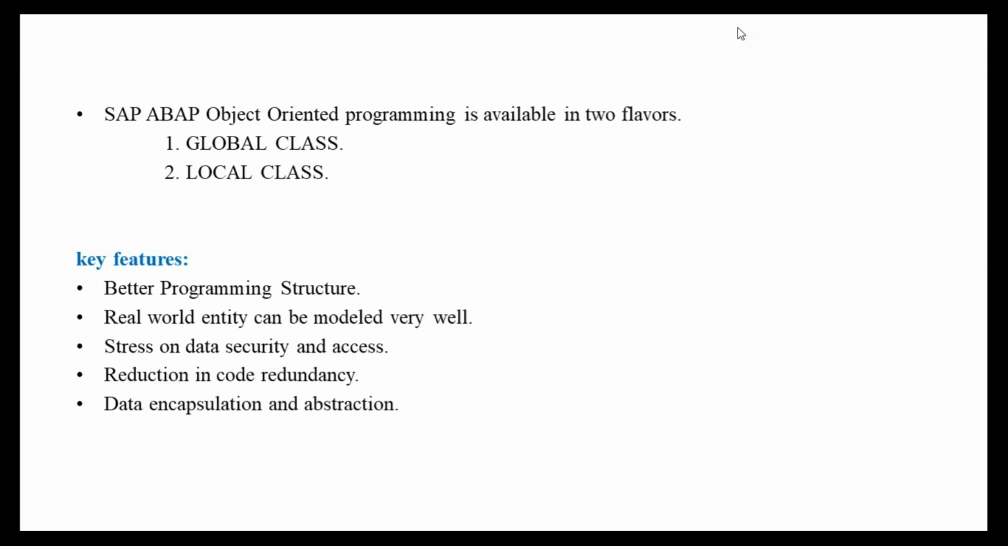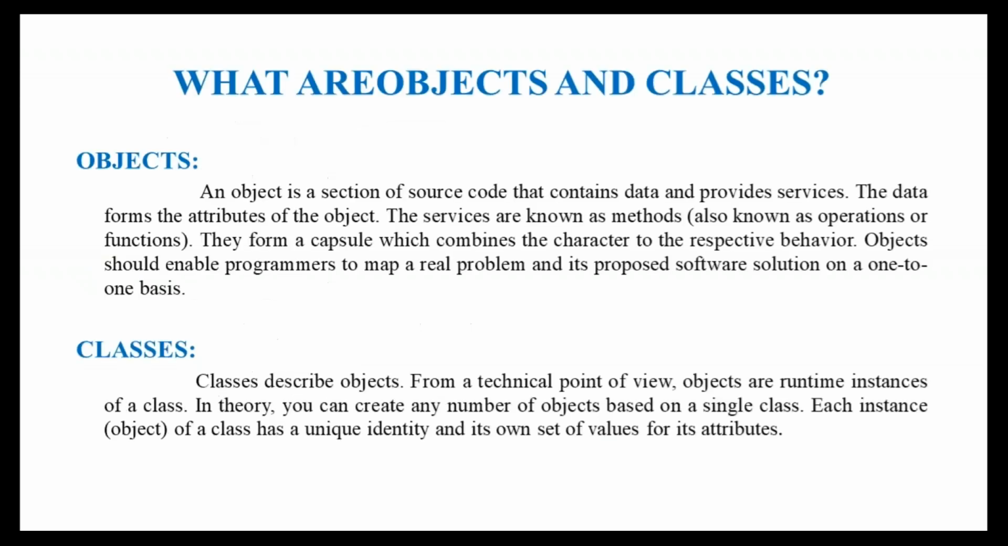The advantages of object-oriented programming are better programming structure, a real-world entity can be modeled very well, stress on data security and access, reduction in code redundancy, data encapsulation and abstraction. There are four properties which need to be satisfied by a programming concept to name it as object-oriented programming. So what are these four concepts?